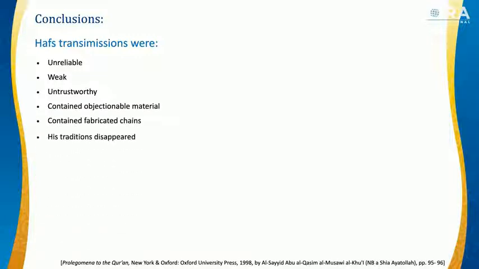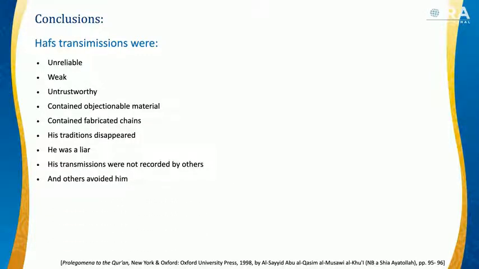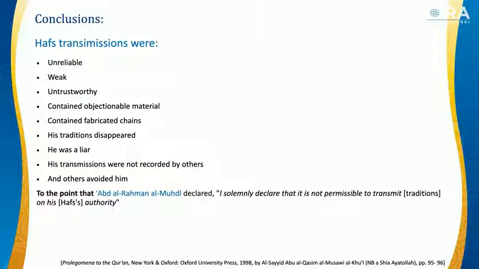And what do we have? Well, let's go back to our slide. He was unreliable. He was weak. He was untrustworthy. He contained objectionable material, contained fabricated chains. His traditions disappeared. He was a liar. His transmissions were not recorded by others, and others avoided him, so much so that Abdul Rahman al-Mudi declared, I solemnly declare that it is not permissible to transmit traditions on Hafs' authority.